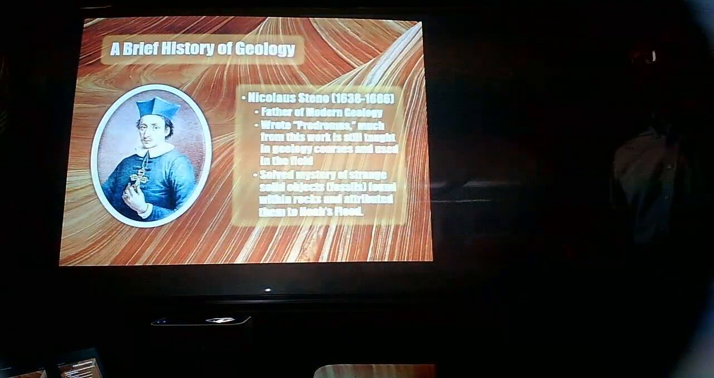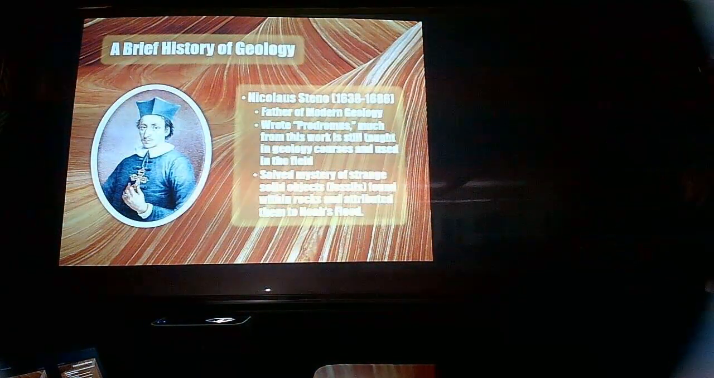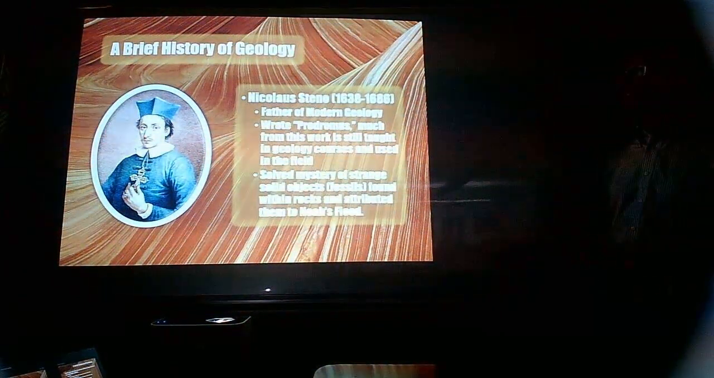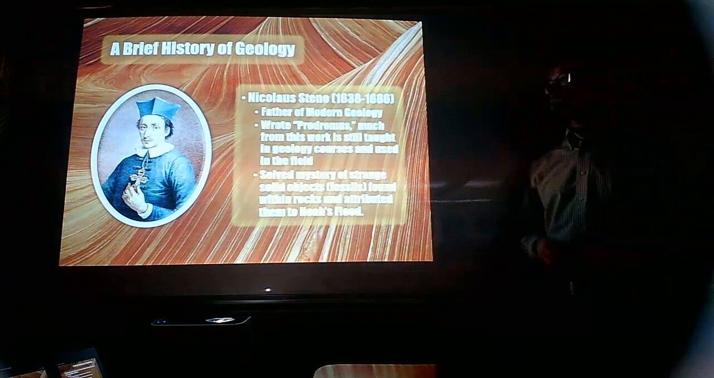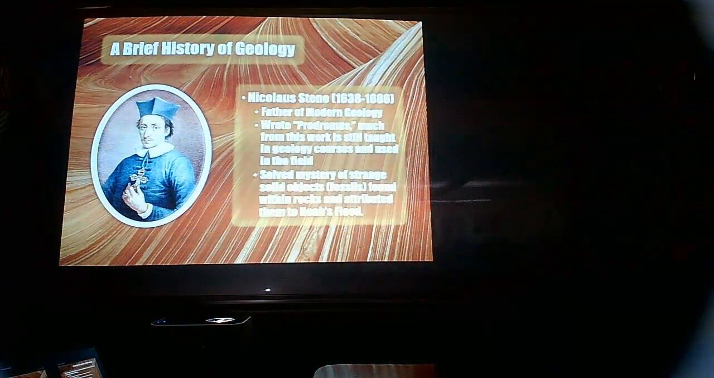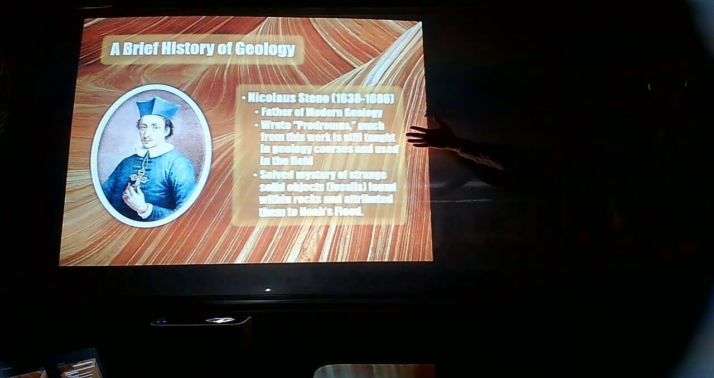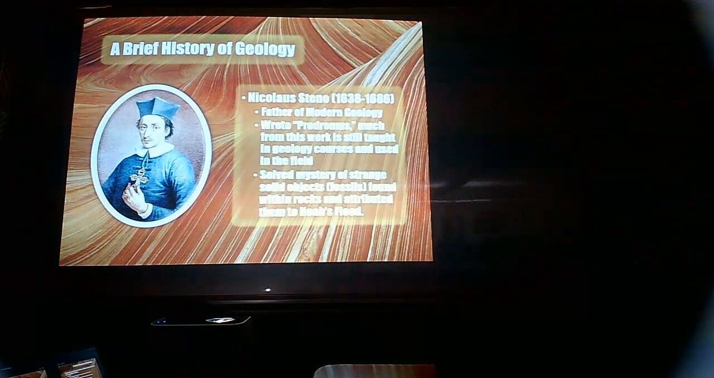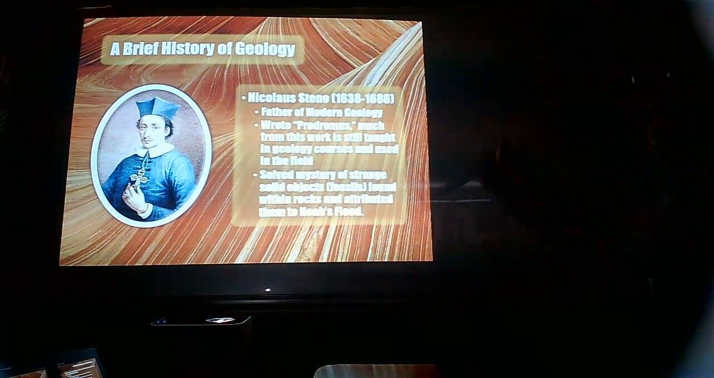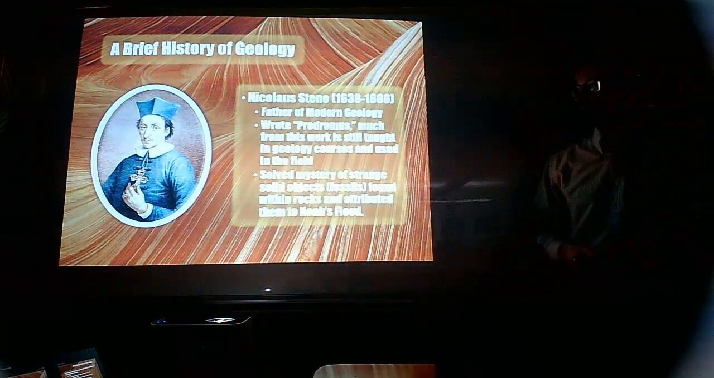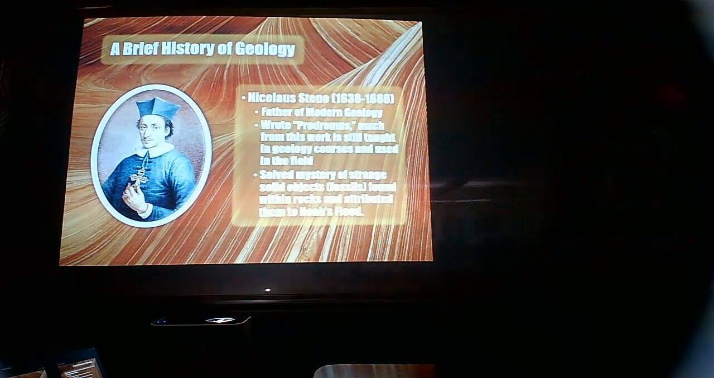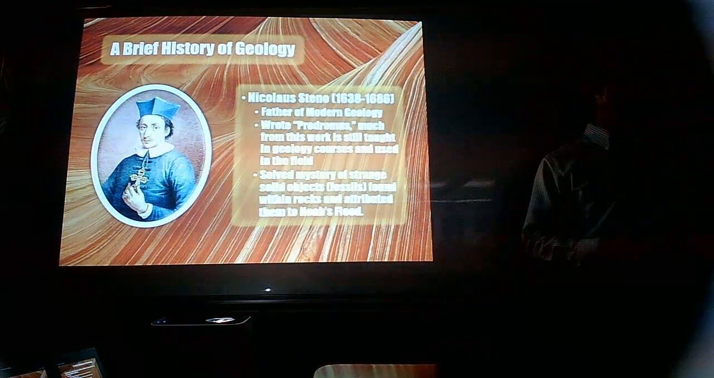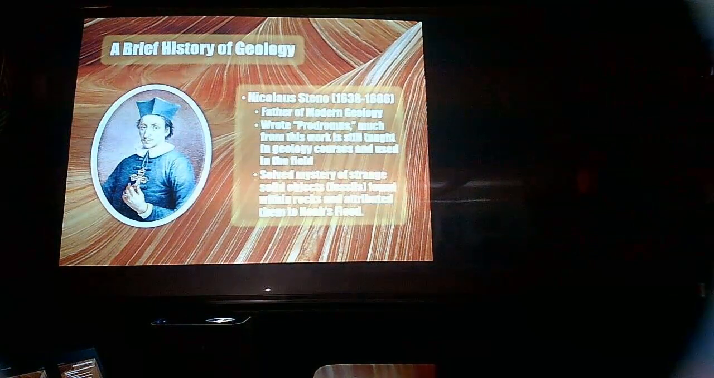This is one of those individuals that had a big impact on the geological scientists. Nicholas Steno, 1638 to 1686, considered the father of modern geology. He wrote Prodromus, and a lot of what he figured out for the first time is still taught in geology classes today. And he was the first person to really publish an explanation for the mystery of strange solid objects that were found within rocks that today we call fossils. He correctly attributed them to Noah's flood, and that was seen as a plausible way to explain them.